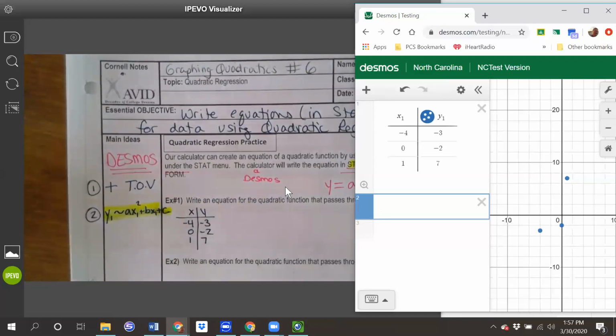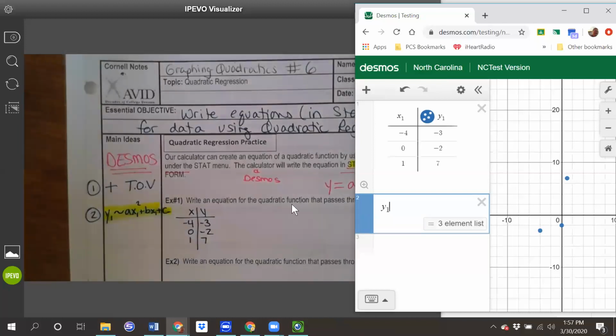Okay, so watch how I type it. All I have to do is write y1, and it's automatically going to create a little subscript number 1. And then I'm going to hit shift and the button in front of number 1, which is your tilde.